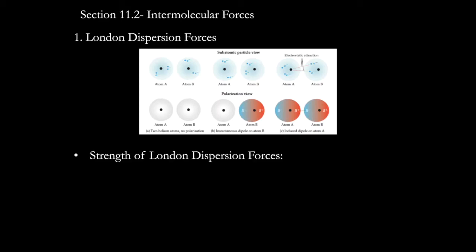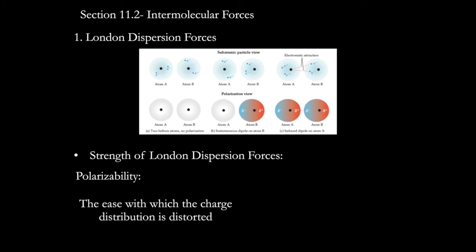So let's talk really briefly about how the strength of London dispersion forces can vary. The term I have to use in order to talk about that is polarizability. Polarizability is the ease with which the charge distribution is distorted. So when we're comparing the strength of different London dispersion forces, we're going to be using this term polarizability, or how polarizable a molecule is.